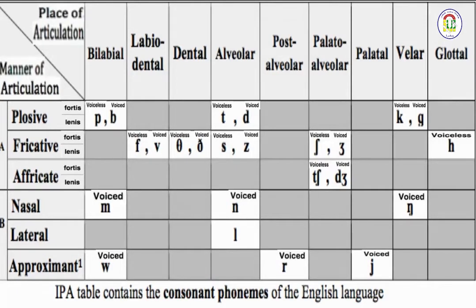The second category, B, is called sonorants. They are called sonorants because they are produced with a high degree of sonority. We have nasals, in which the air escapes from the nasal cavity or from the nose when we lower the soft palate, like when we produce m, n, and ng. For lateral, consonants are produced from both sides of the tongue, like in l, and for approximants, they are produced approximately like vowels or semi-vowels, like in w, r, and y.